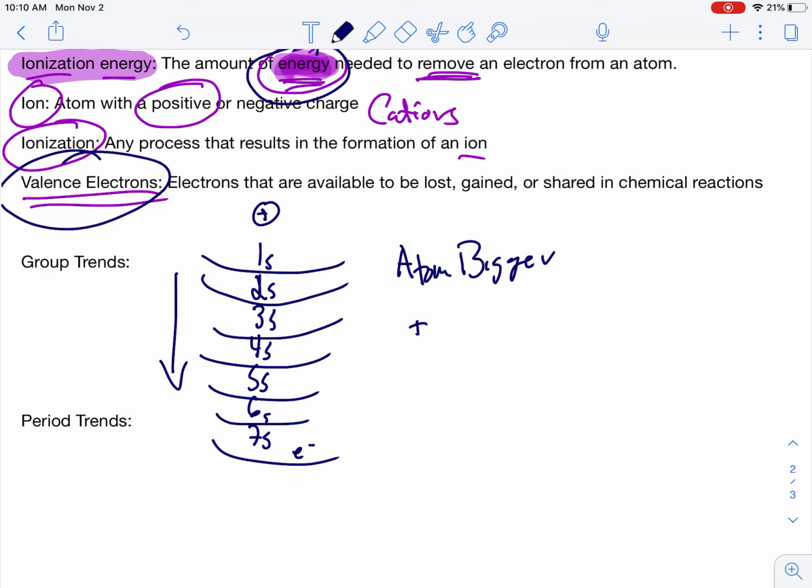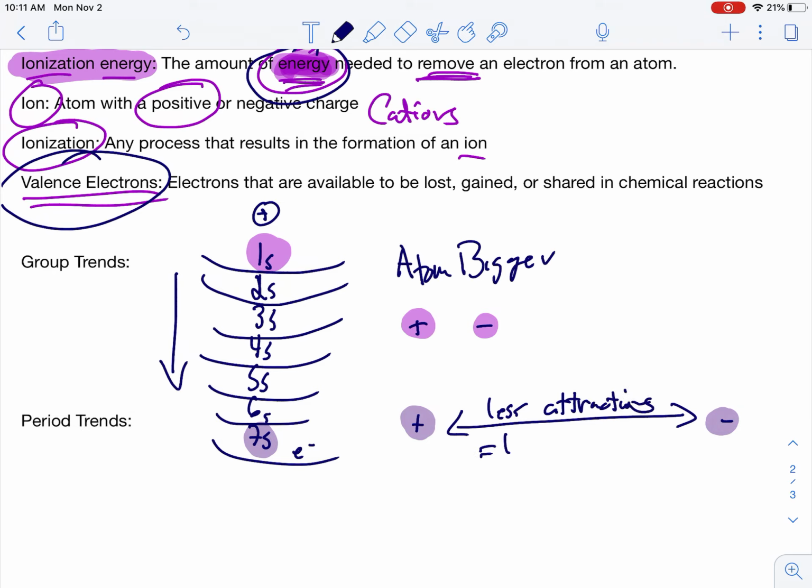If you think about it, the distance is increasing between your positives and negatives. This might be 1s, and here's the electron. And this might be 7s, and here's the electron. Due to Coulombic attraction, or the positives and negatives and how they attract, the further away they are, the less attraction you're going to have. Less attraction results in less energy needed to remove an electron.